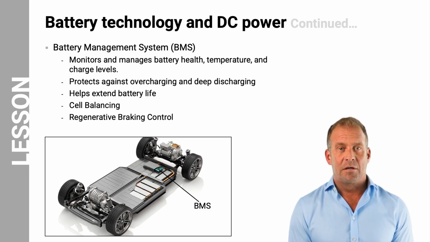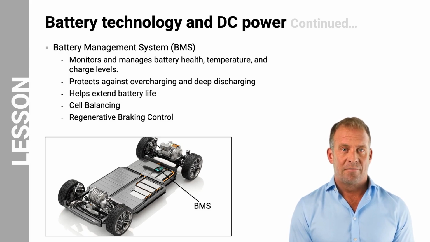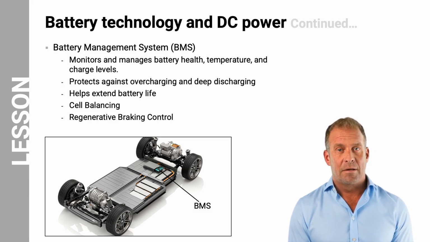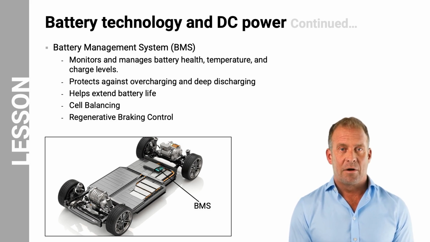The BMS safeguards the battery pack by monitoring voltage levels and preventing the cells from operating beyond safe limits. The BMS oversees individual cells within the battery pack, ensuring that each cell maintains a consistent state of charge. Cell balancing helps to maximize the overall performance and lifespan of the battery pack by preventing overcharging or undercharging of specific cells. The BMS also coordinates regenerative braking, a process where kinetic energy from braking is converted into electrical energy and stored in the battery pack. By optimizing regenerative braking control, the BMS maximizes energy efficiency and increases the overall driving range of battery electric vehicles.